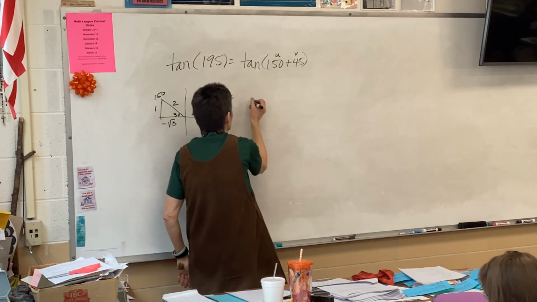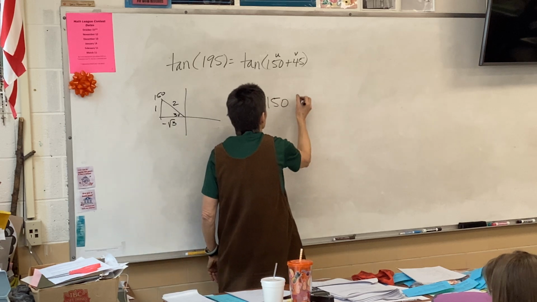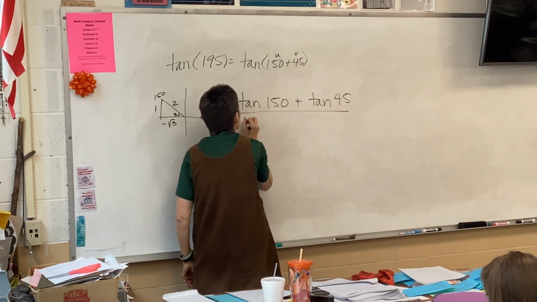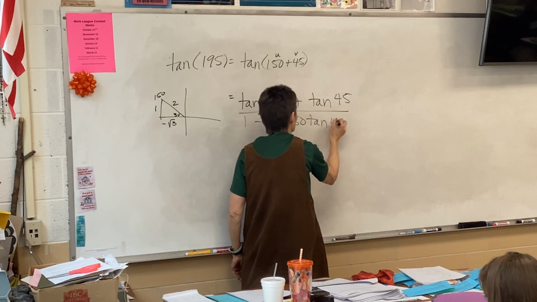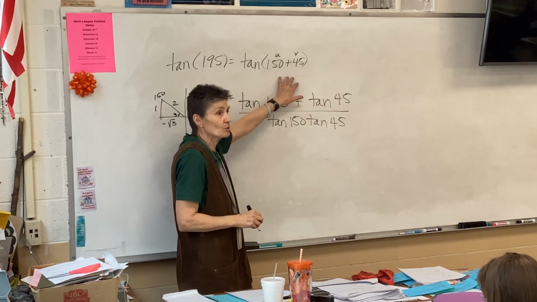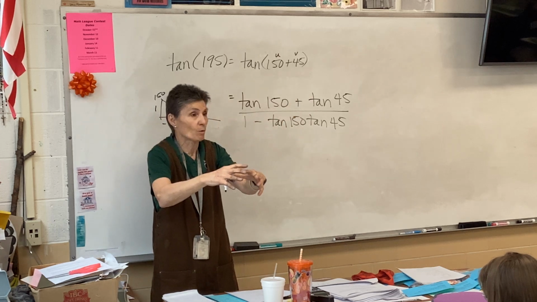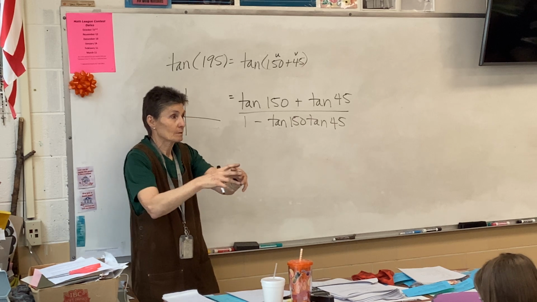So what's my formula say? Tan 150 plus tan 45 over 1 minus tan 150 tan 45. Beautiful. Once you figure out what angles you're using, then it's just a matter of popping them into the formula. Okay?